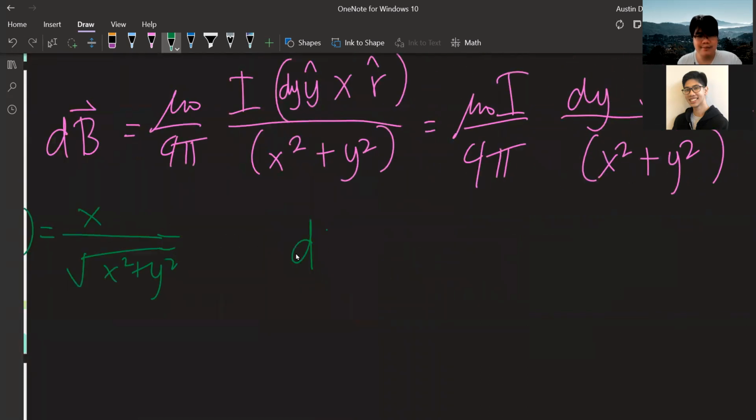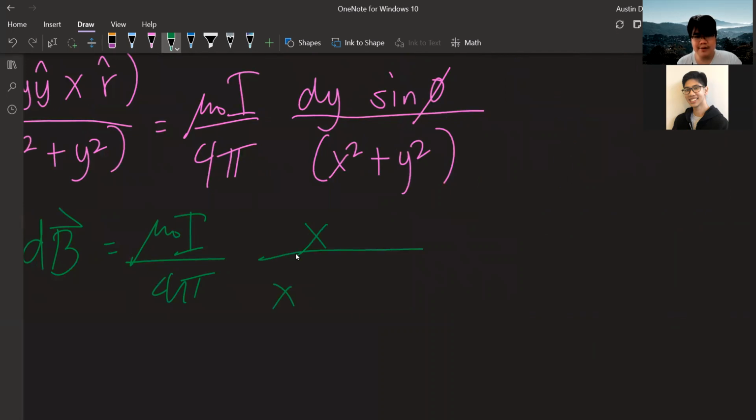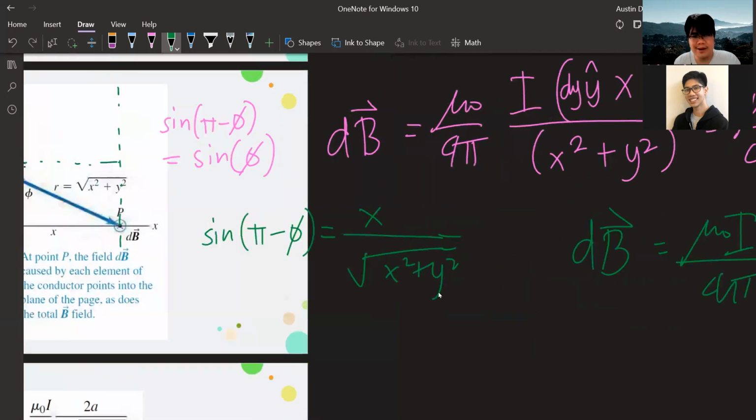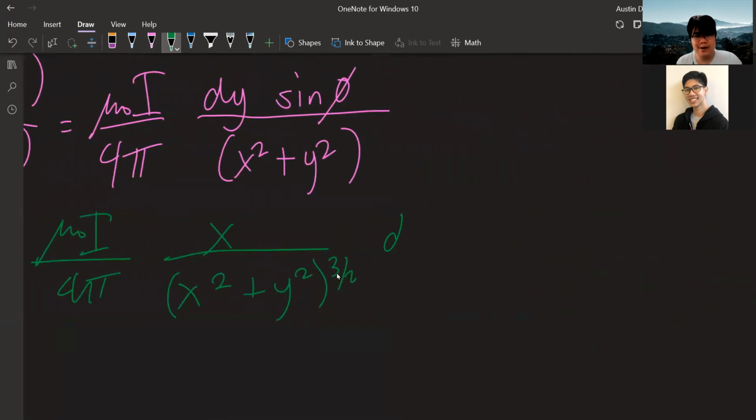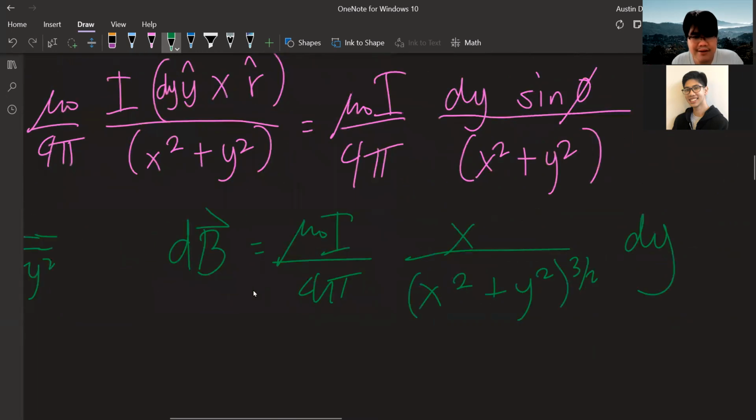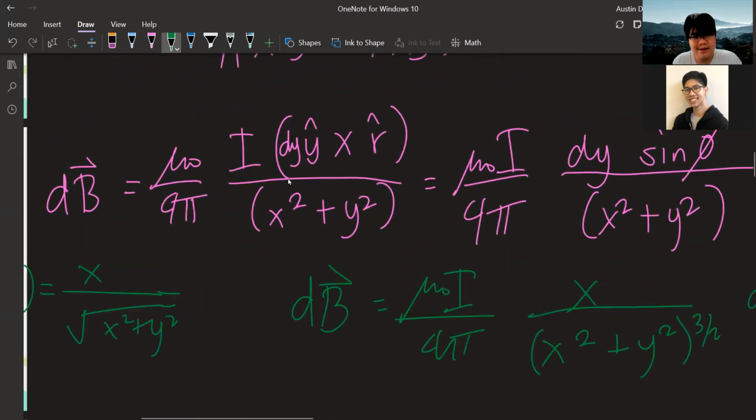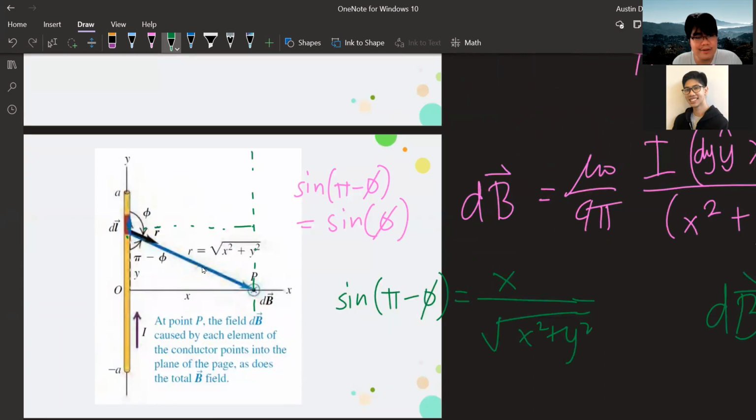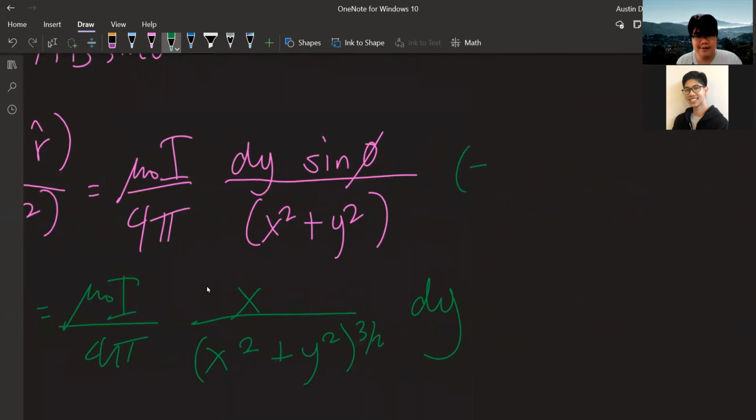And then I just use that up. Mu naught I, sorry, 4 pi. Okay, and then x over x squared plus y squared. Okay, ito ay power ng 1. Tapos plus, meron pa akong extra 1 half, so that's 3 halves. Yung x ko sa numerator nanggaling lang dito. And then I have dy. Okay, and nice. Okay, ano palang ano nito, direction nito, nakalimutan ko ilagay. So y hat cross r hat, and r hat is in the plane of xy. Therefore, ang direction niyan ay negative z. So this is negative z.